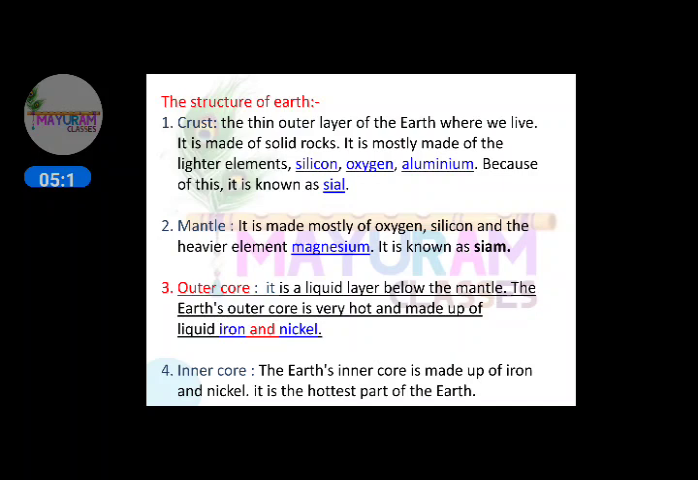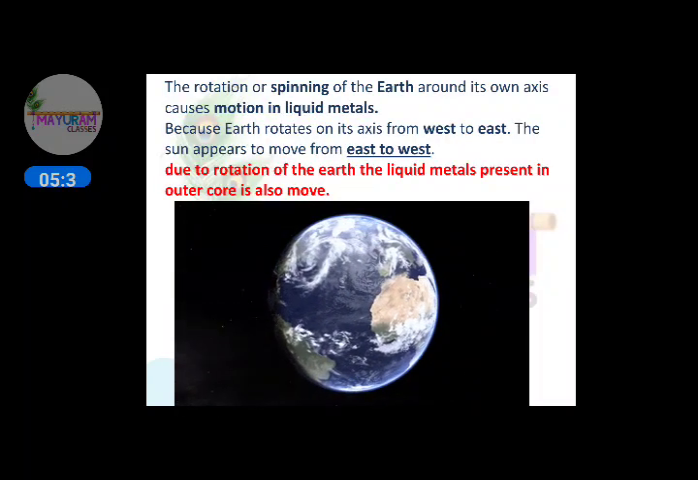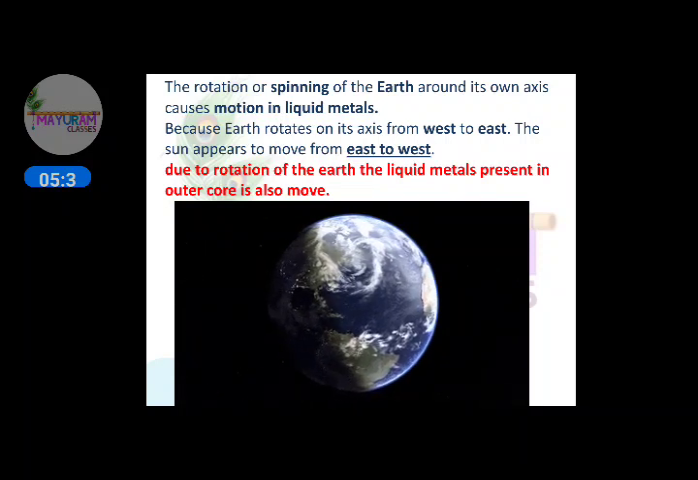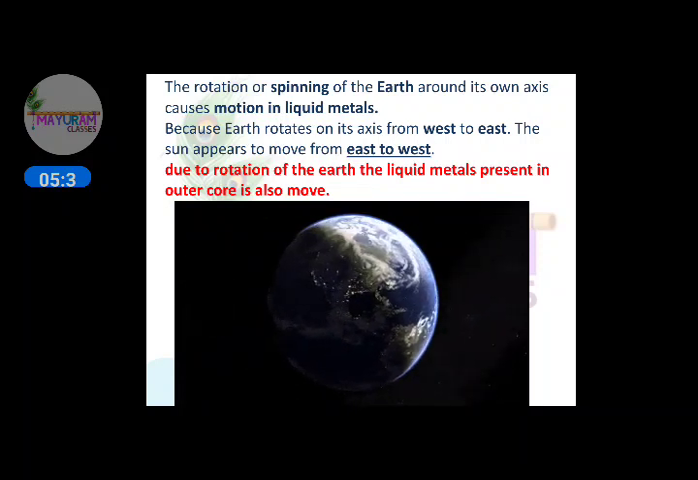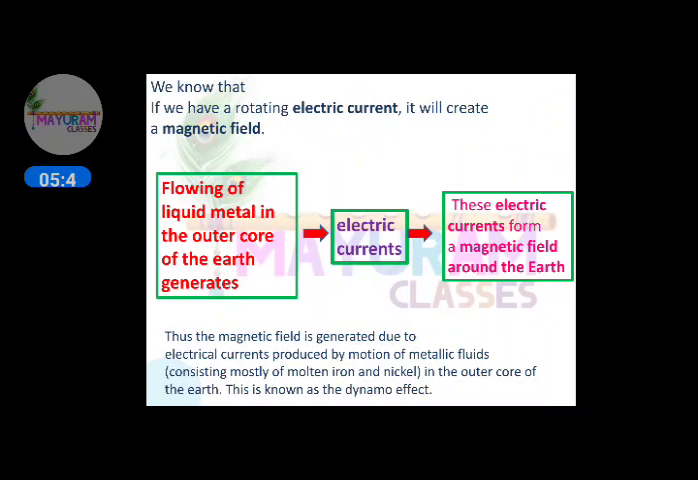Why? As we see, the moon, which has no molten core, has no magnetic field. Venus has a slower rate of rotation and a weaker magnetic field, while Jupiter, which has the fastest rotation rate among planets, has a fairly strong magnetic field. So by this we can say that the rotation of the earth on its axis causes motion in the liquid metal. Thus the flowing of liquid metal in the outer core generates electric currents, and these electric currents form a magnetic field around the earth.